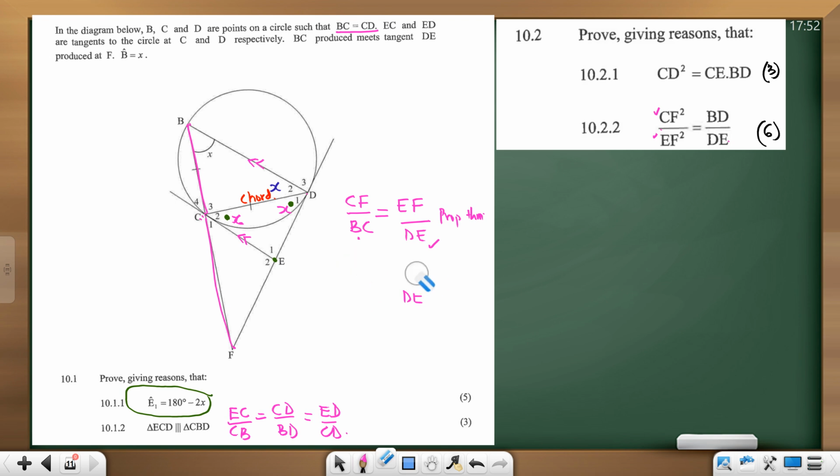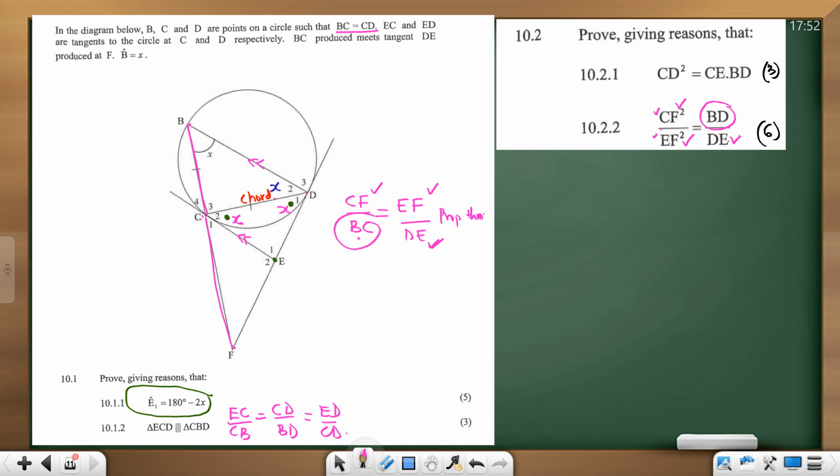Thank you. Okay, let me go back. So I have this, I have that. Which is what? I have CF, I have EF, and I have what? DE. So my problem is BD and BC.